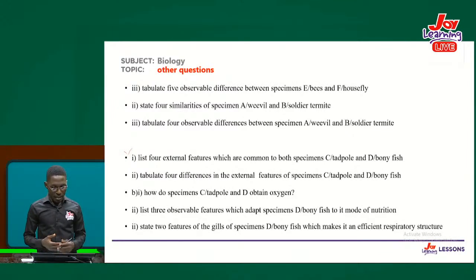The other one is how do bony fish adapt to its mode of nutrition? So list the observable features. State 2 features of the gill of specimen D which makes it an efficient respiratory structure. So you see, this one is a little bit of theory that you know in class, because you see the structure, you don't see it in action or in its function. But they expect you to know and they want you to write it out for us.